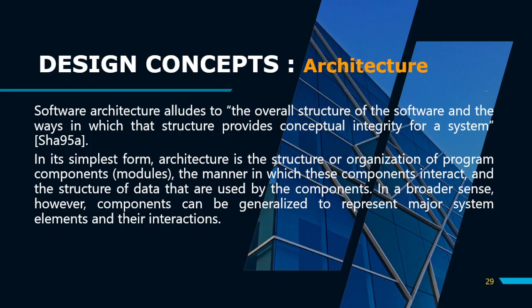Architecture is the overall structure of the software and the ways in which the structure provides conceptual integrity for a system. That means architecture is the structure or organization of program components, or modules, and the manner in which these components interact with each other, and it deals with the data used by the components of the architecture. In a broad way, components can be generalized to represent major system elements and their interactions.